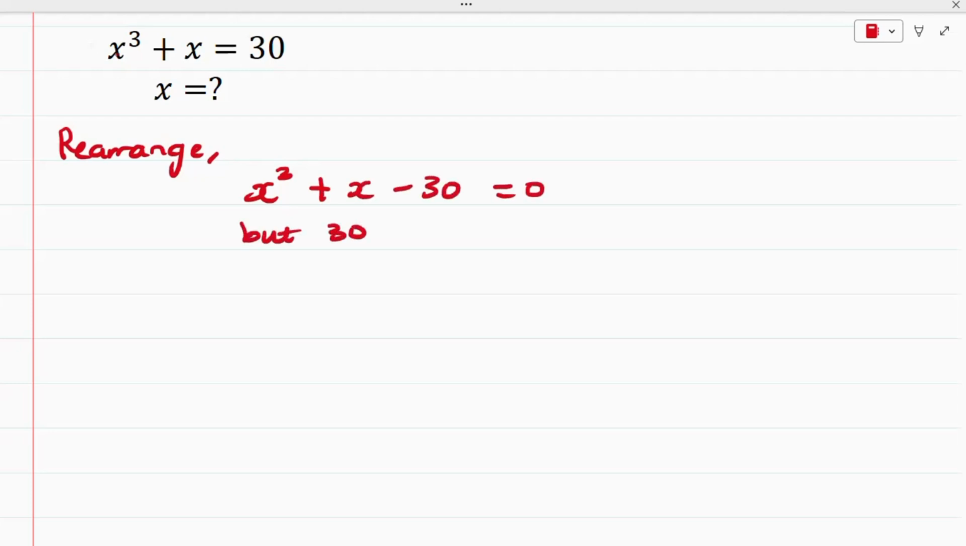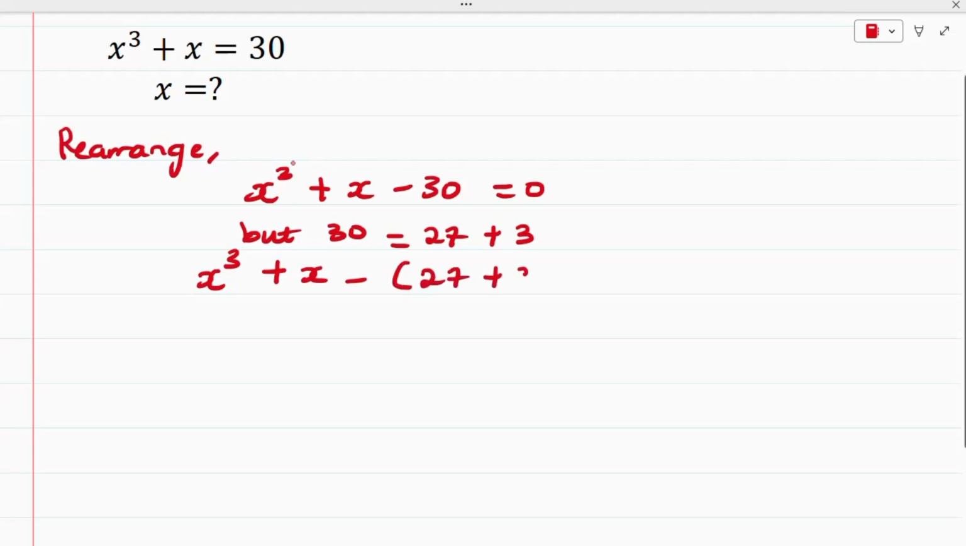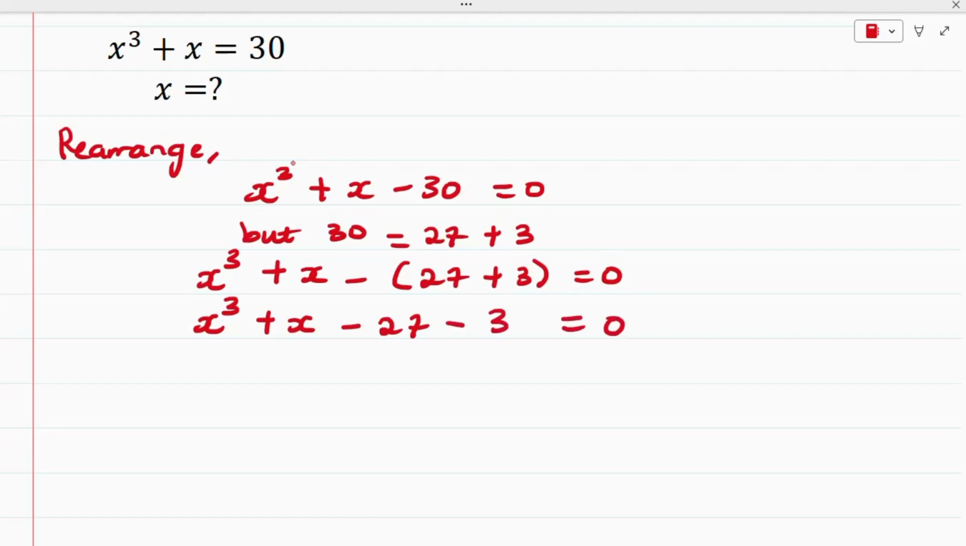But 30 can be expressed as 27 plus 3. So we have x raised to the power of 3 plus x minus, in place of 30 we are going to put 27 plus 3, and this is equal to 0. So we have x raised to the power of 3 plus x minus times 27 will give us minus 27, minus times plus is minus 3, and this is equal to 0.